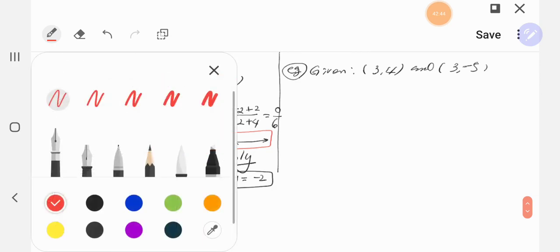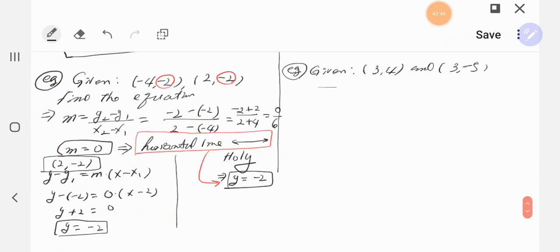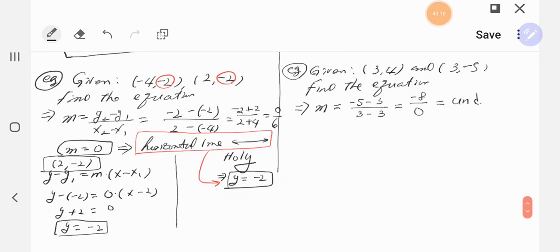Okay, let's try another one. From this, let's find the equation. In order to find the equation, let's find the slope first. y2 minus y1: negative 5 minus 3 over 3 minus 3. Then negative 8 over 0. This is undefined.